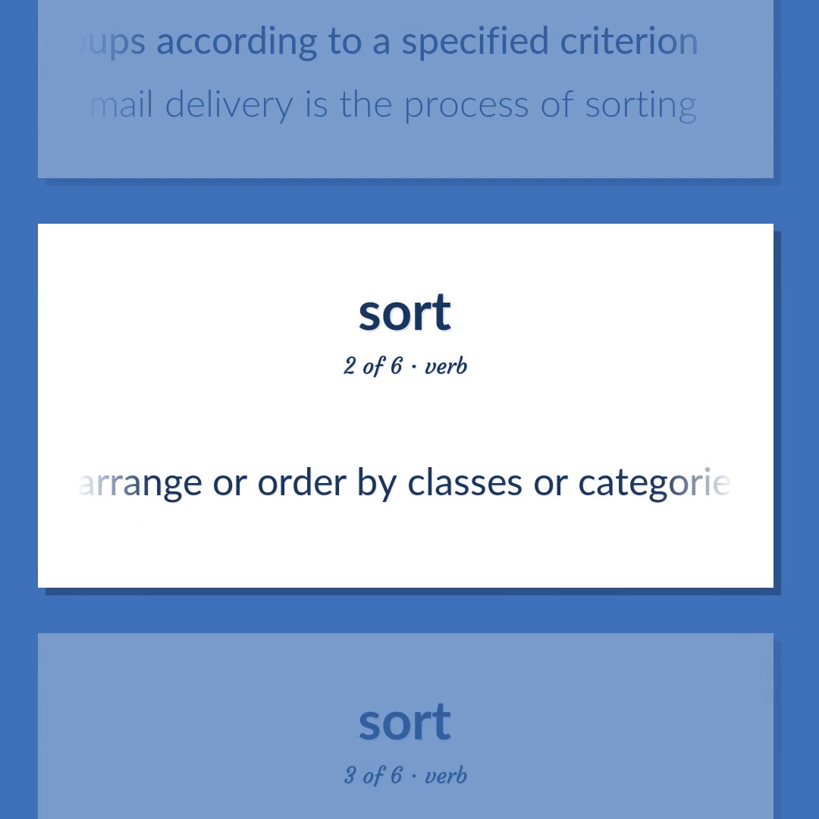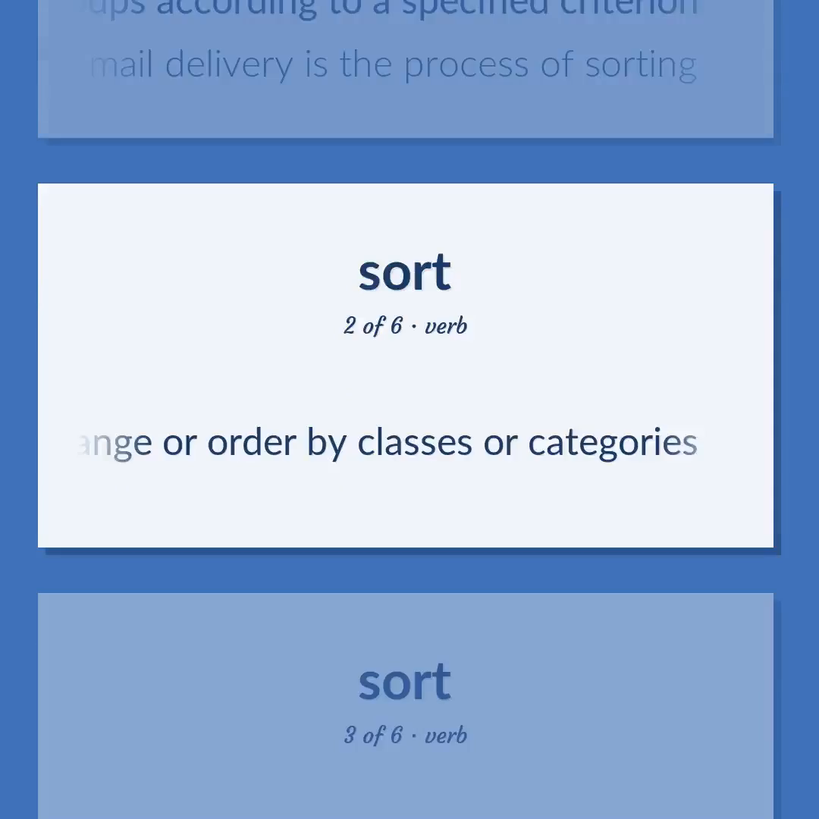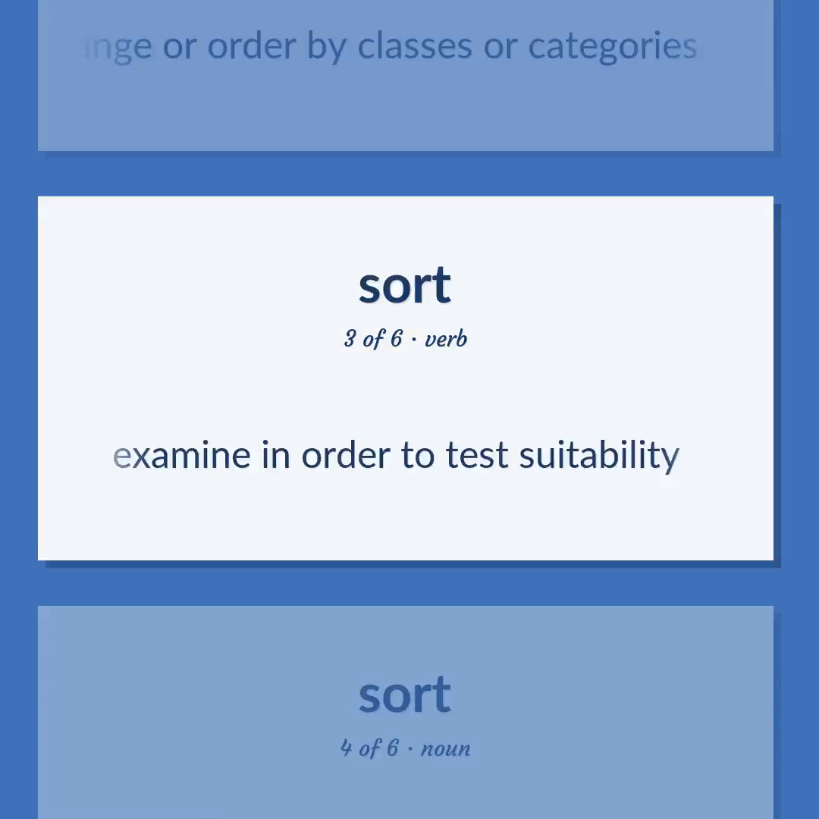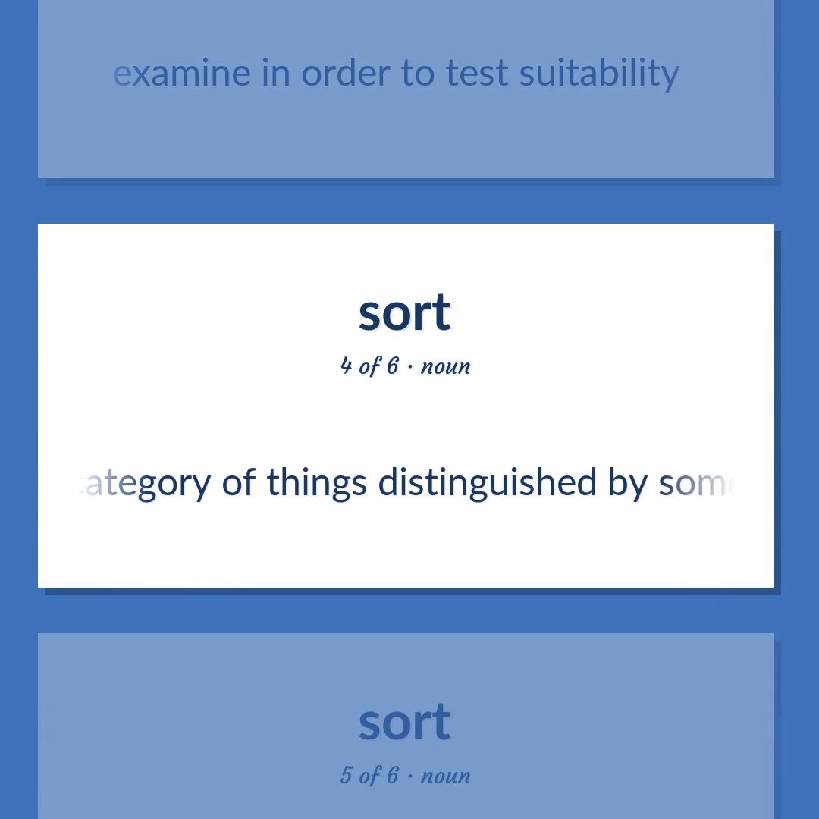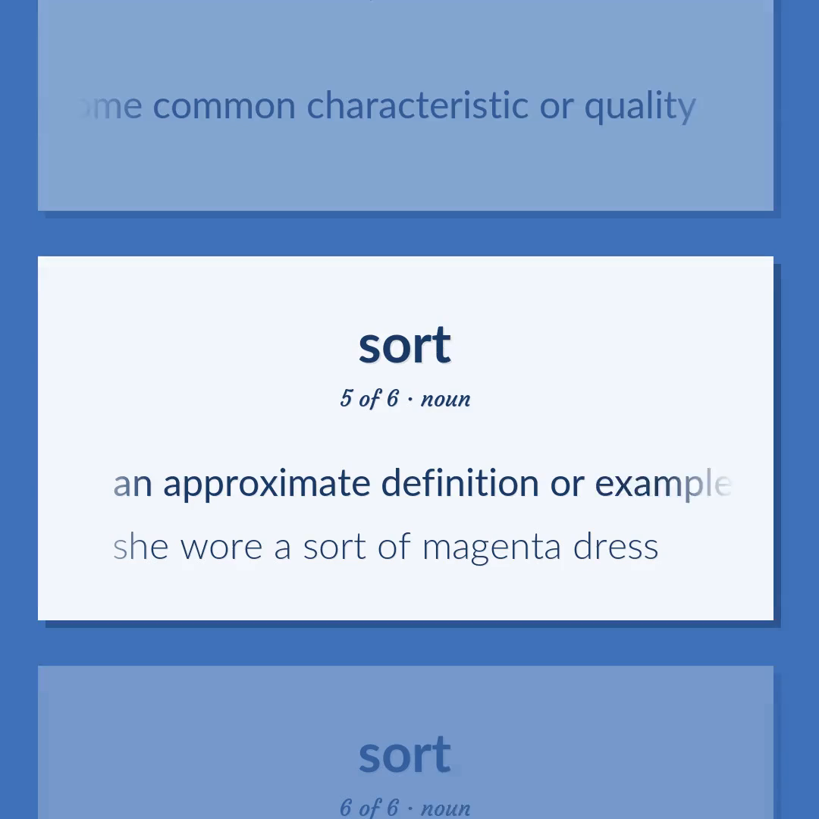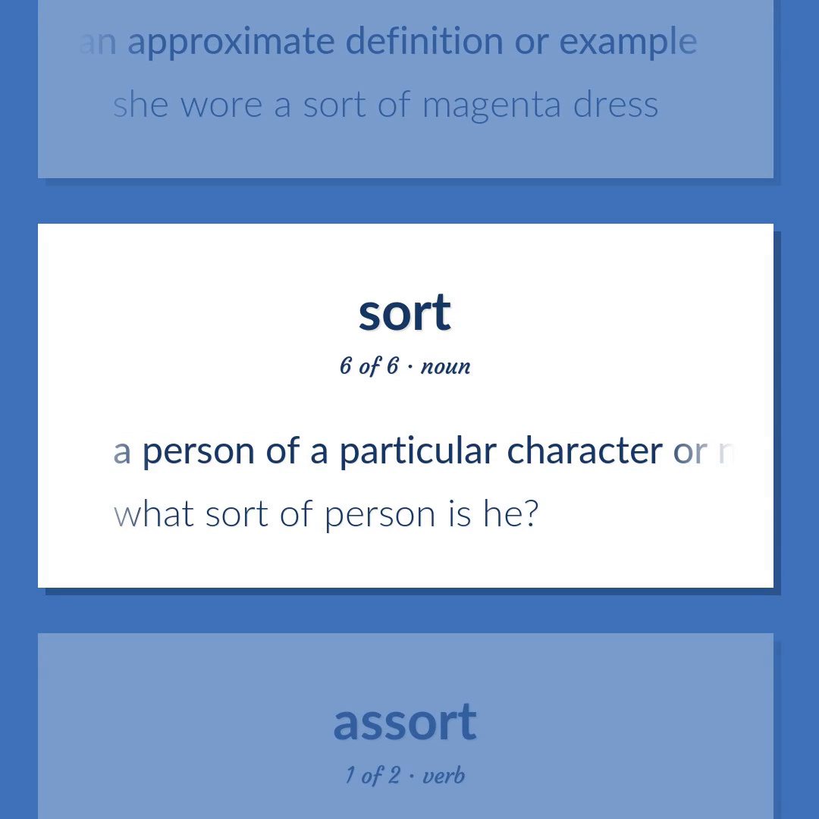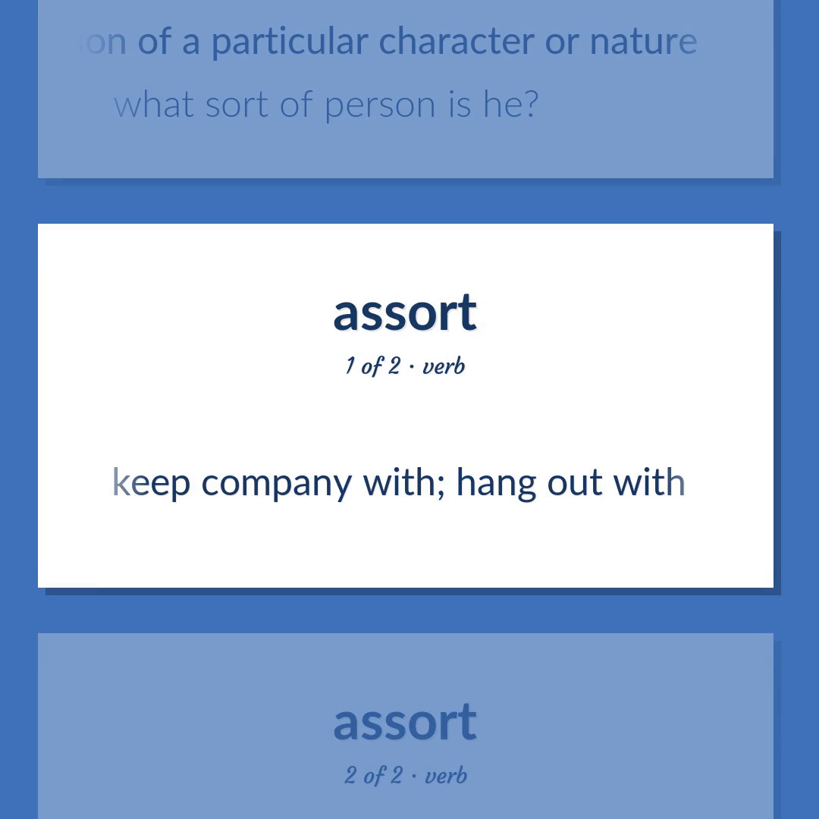Arrange or order by classes or categories. Examine in order to test suitability. A category of things distinguished by some common characteristic or quality. An approximate definition or example. She wore a sort of magenta dress. A person of a particular character or nature. What sort of person is he? Keep company with, hang out with.